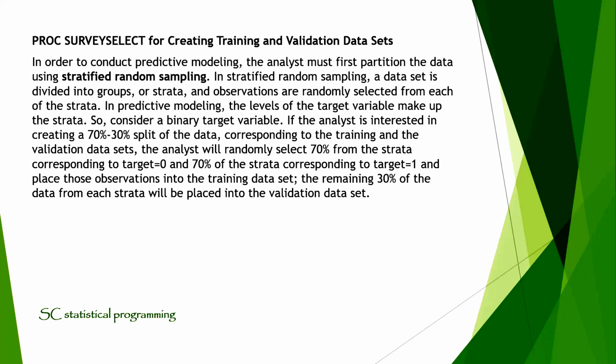So consider a binary target variable. If the analyst is interested in creating a 70 to 30% split of the data corresponding to the training and the validation datasets, the analyst will randomly select 70% from the strata corresponding to target equals 0 and 70% of the strata corresponding to target equals 1 and place those observations into the training dataset. The remaining 30% of the data from each strata will be placed into the validation dataset.